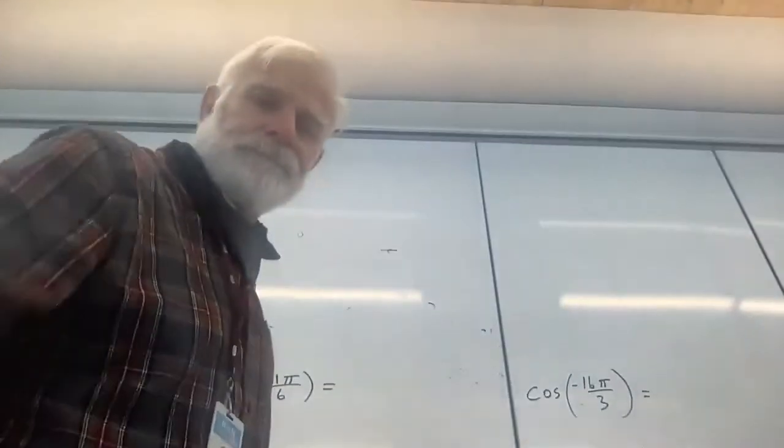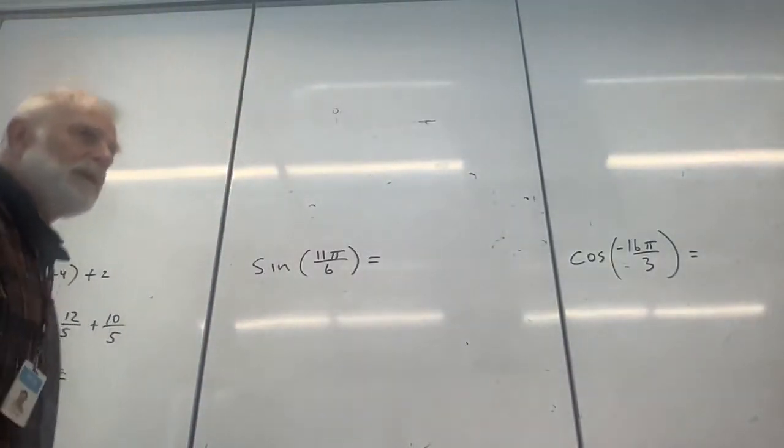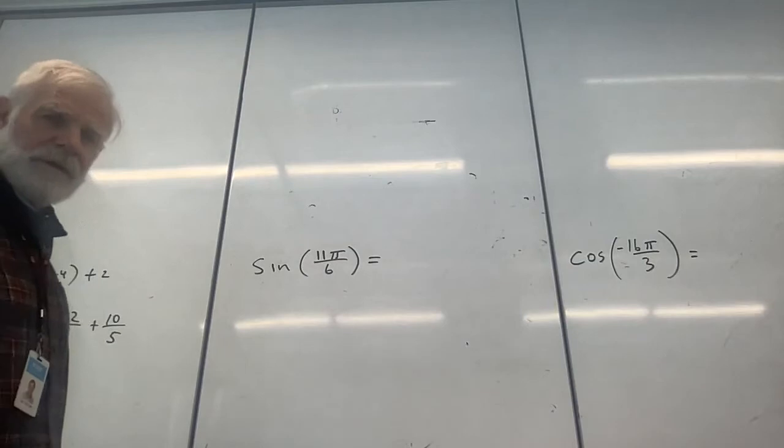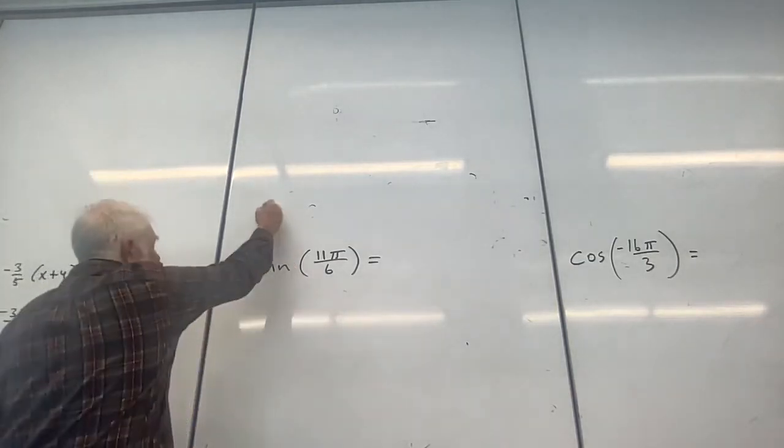All right, sine of 11 pi over 6. I'm going to talk about the sine function later in this. Might introduce 1 or 2 new things on the video. All right, sine of 11 pi over 6, so that should be -1/2.